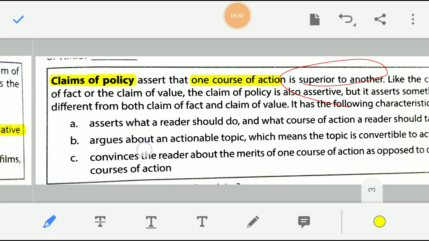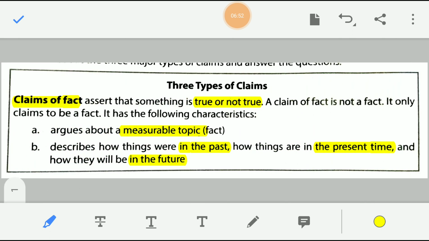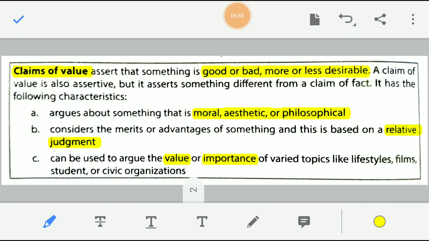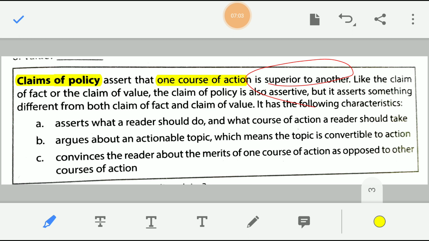And so those are the three types of claims. Claims of fact, which is a question of whether something is true or not true. Claims of value, which is about what is good or bad or more or less desirable. And letter C or number 3, claims of policy, wherein you are asserting that one course of action is superior or better than another.